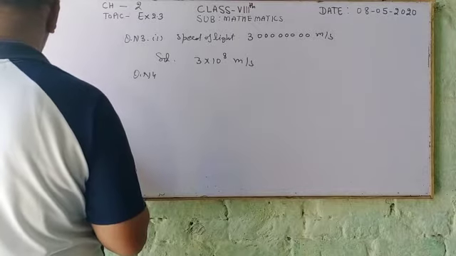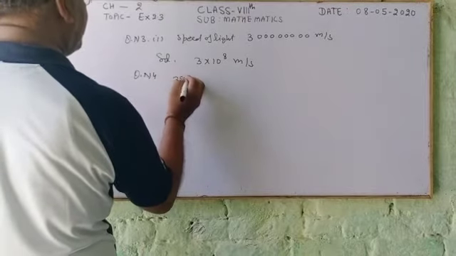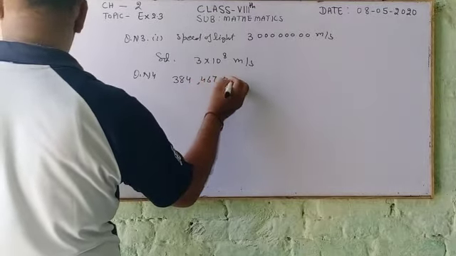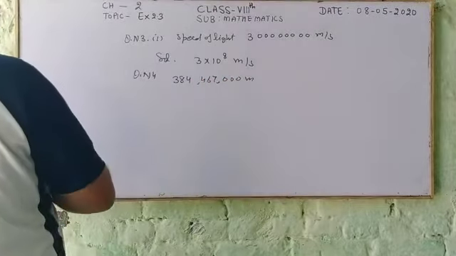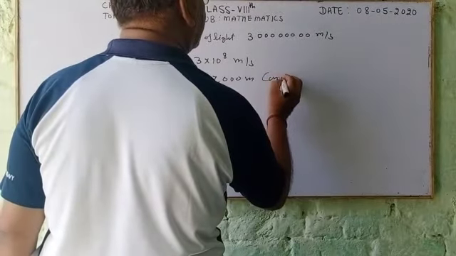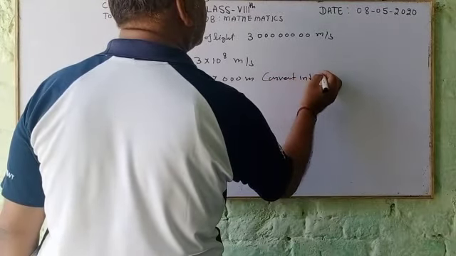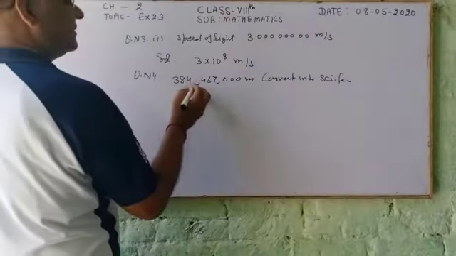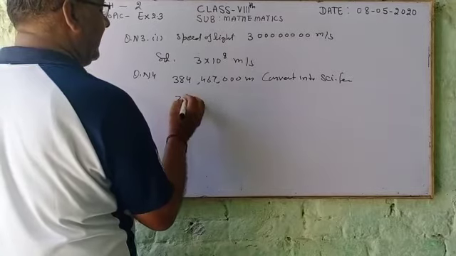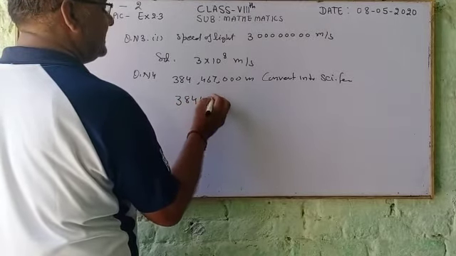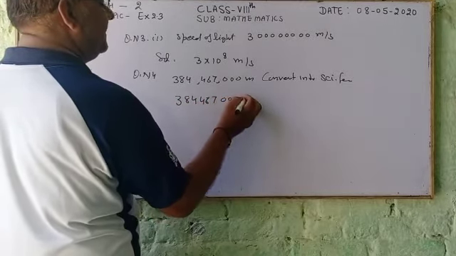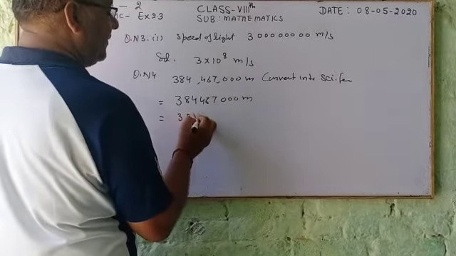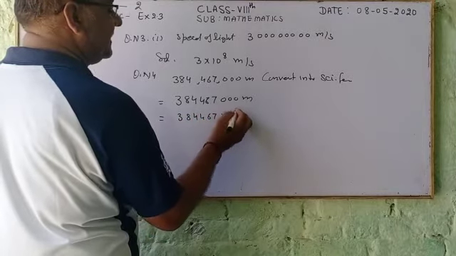We are taking question number 4. Distance of the moon from the earth, that is 384,467 and 3 zeros meter. Convert into scientific form. So we are looking at 384,467 with 3 zeros meter, and also 384,467 times 10 raised to power 3 meter.